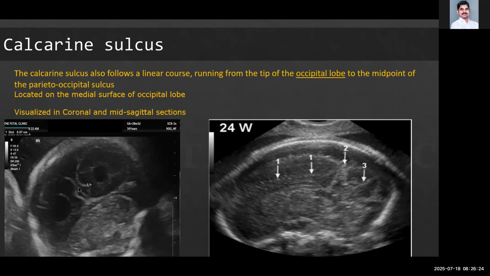In the coronal plane, the calcarine sulcus is visualized on the medial surface of the occipital lobe. In the sagittal plane, it is visualized behind the parieto-occipital sulcus. So this is the parieto-occipital sulcus and this is the calcarine sulcus. This is the cingulate sulcus.